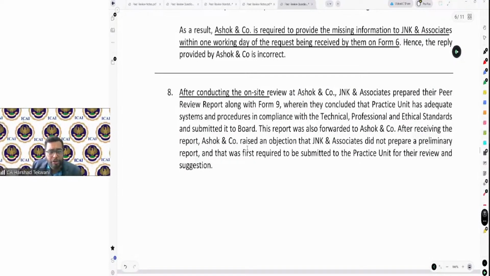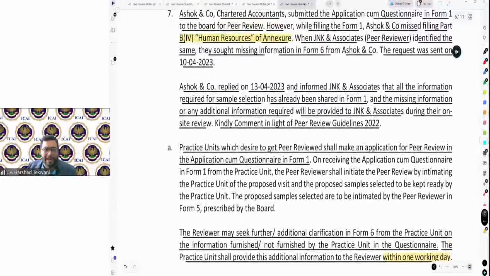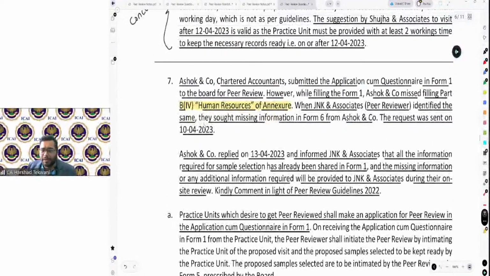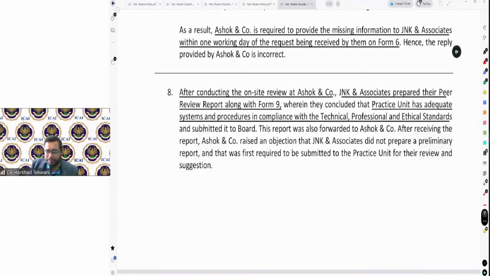After conducting the on-site review at Ashok and Company, J&K Associates prepared their peer review report along with Form 9. So in continuation of the question we had earlier, where we had Ashok and Company, the chartered accountants, as the practice unit, and J&K Associates as the peer reviewer. They concluded that the practice unit has adequate systems and procedures in compliance with technical, professional, and ethical standards.